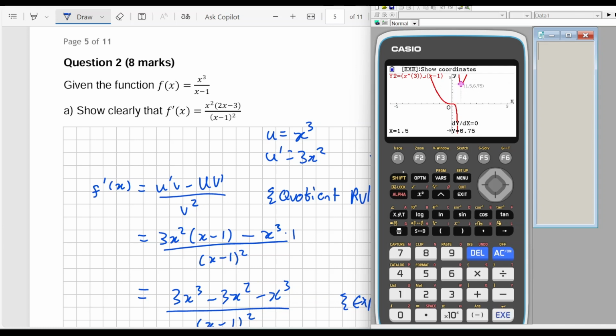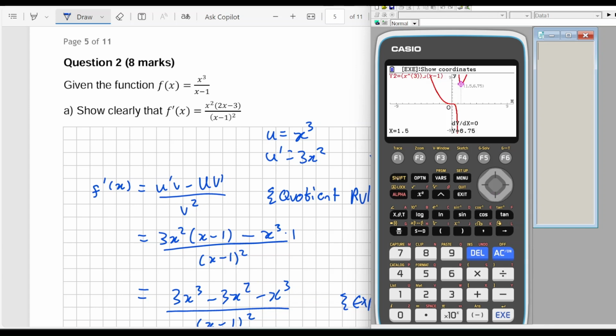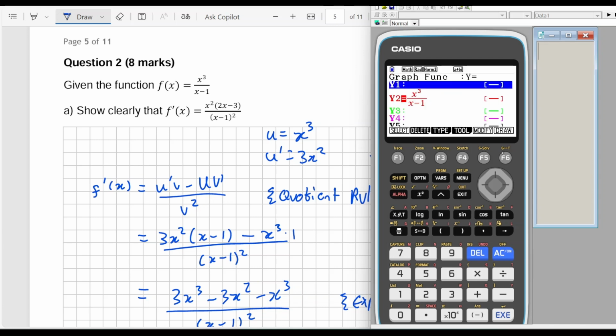Now, if you don't have the dy/dx showing on your calculator, I want you to go in here and turn derivative on, and that should do it. So that was just in the Shift menu for setup.